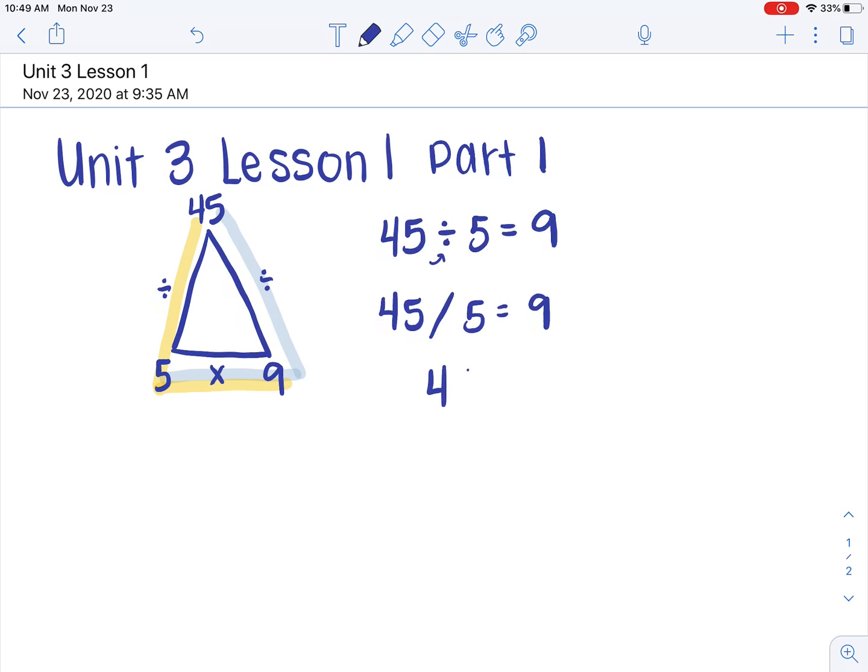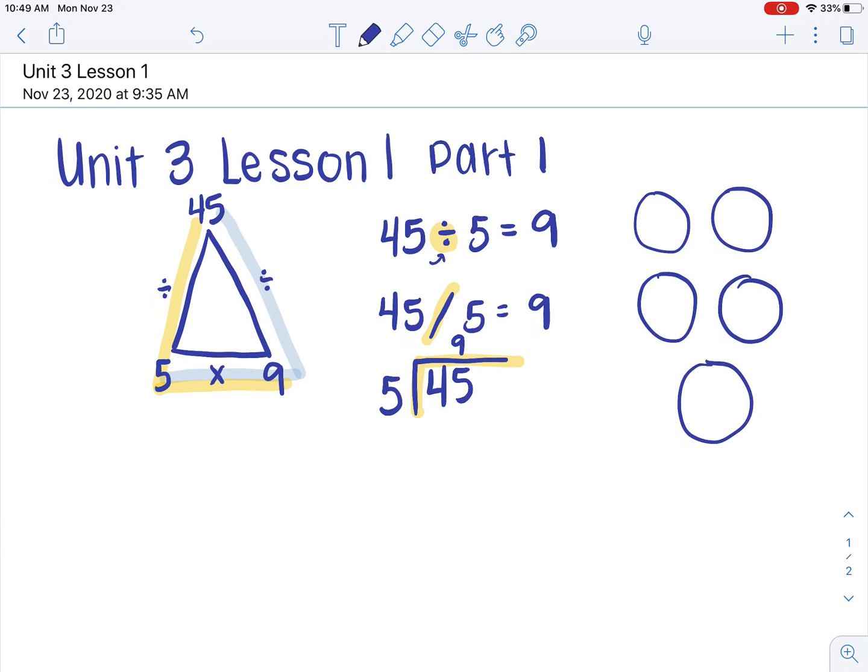You also will see 45 divided by 5, and you'd put your answer up top here. You guys are going to see all of these three symbols when we're dividing, so don't let it confuse you. It is all asking the same type of thing. It's saying if I have 45 Jolly Ranchers and I have 5 students, how many Jolly Ranchers will each student get if I have 45 divided into 5 equal groups? And then we would say 9, okay?